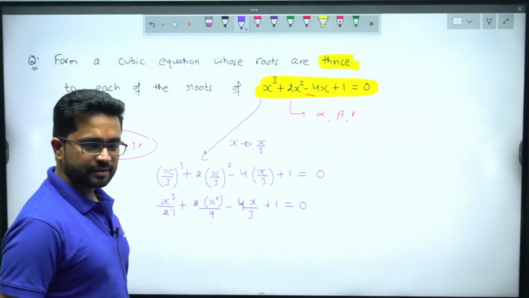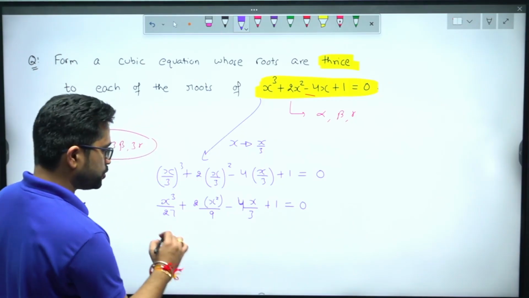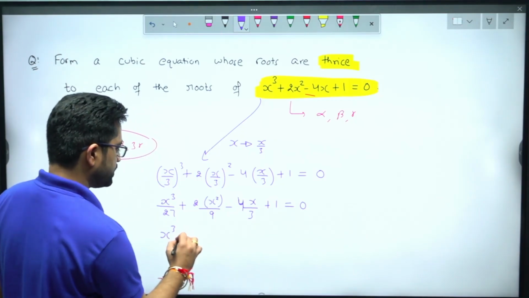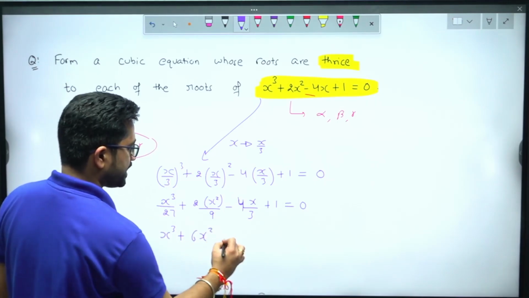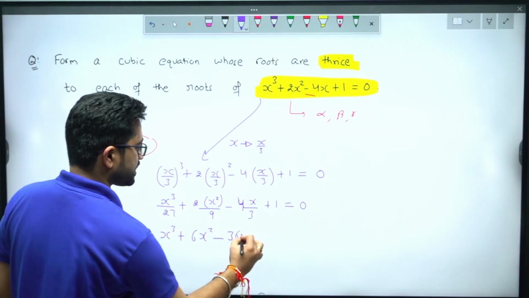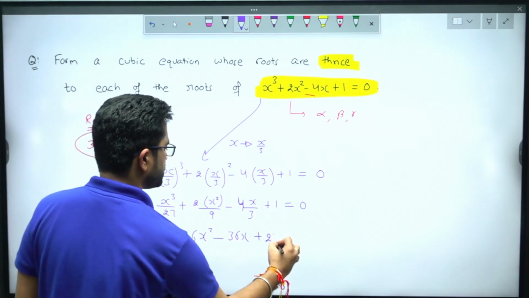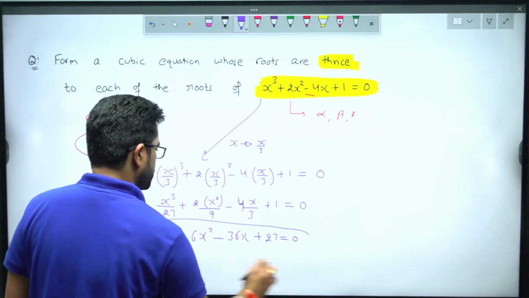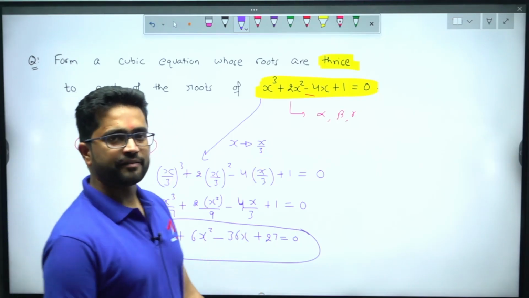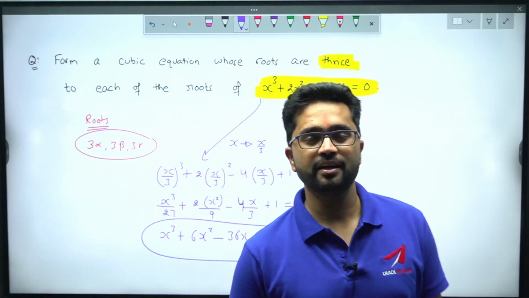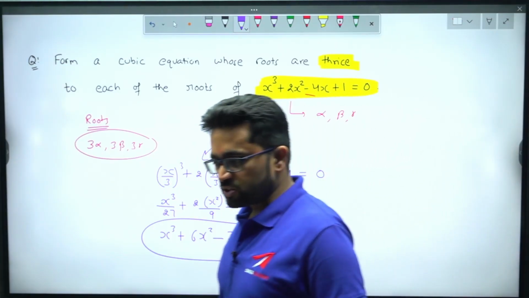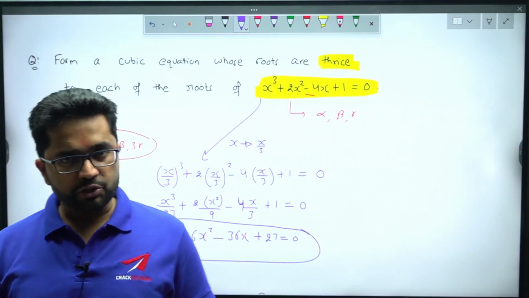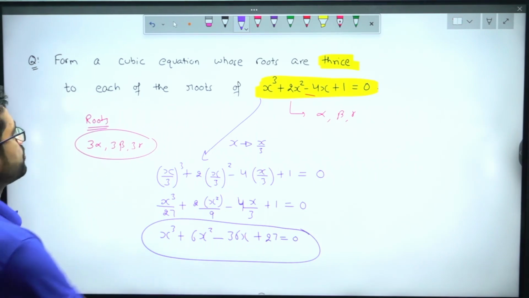Let's perform the LCM, or multiply both sides by 27. You will get x^3 + 6x^2 - 36x + 27 = 0. So this particular equation will have roots 3 alpha, 3 beta, 3 gamma. As I told you, this concept of transformation can be applied to an equation of any degree. Let's move further with the next one.